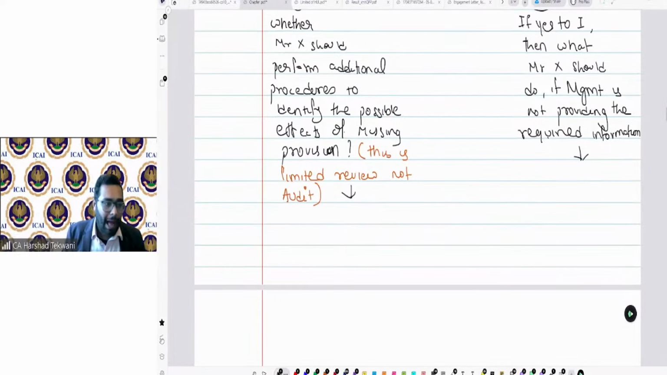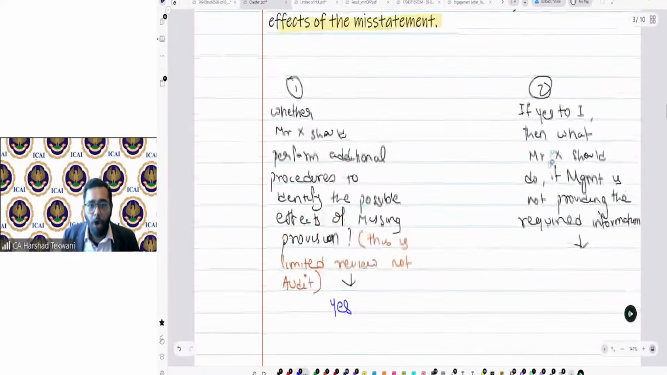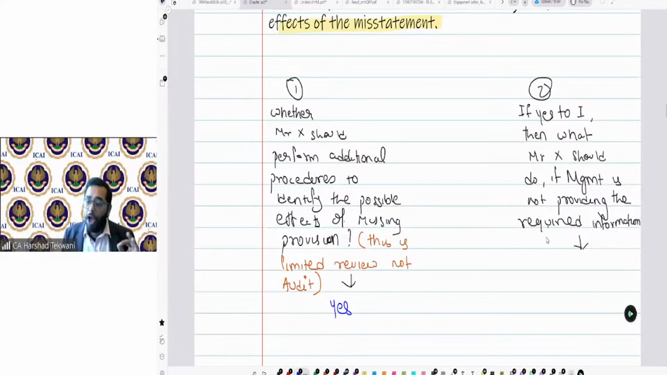So the answer to the first question is yes, Mr. X has to perform additional procedures. Although it's a limited review, Mr. X has to perform additional procedures. Number two, what should he do when management is not providing the required information? There should be three steps. First, communicate to those charged with governance and explain this is the limitation.